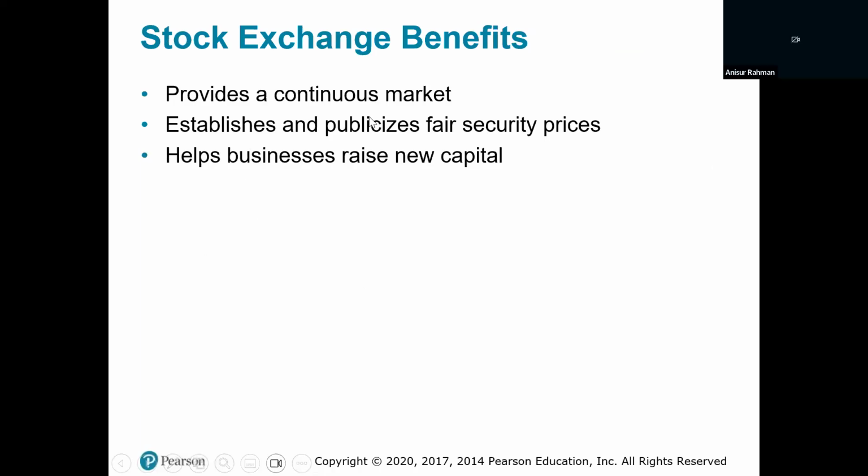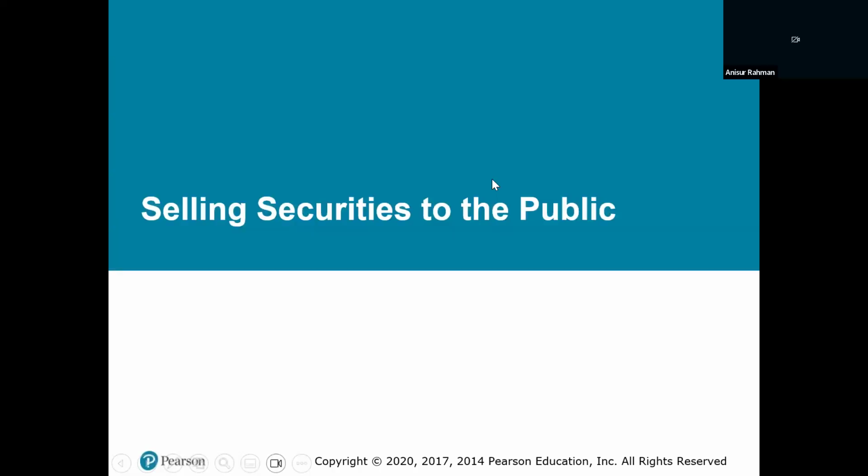For example, stock exchanges provide a continuous market, right? Remember, I showed you in the class when you go to Yahoo Finance and the stock market is open, the prices change continuously. So that is one dimension of continuous market. Establishes and publicizes fair security prices, helps businesses raise new capital.